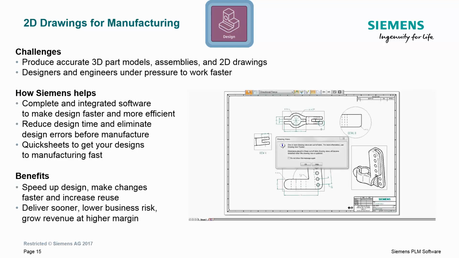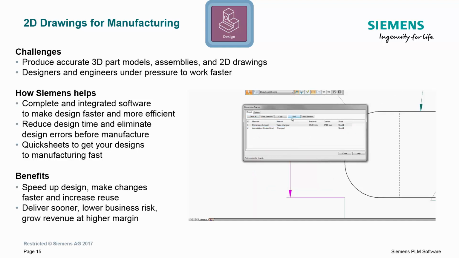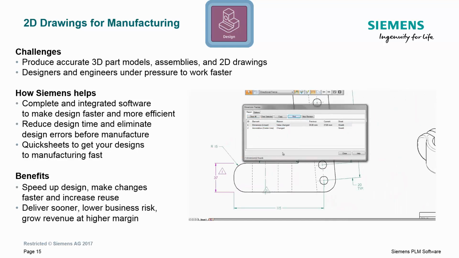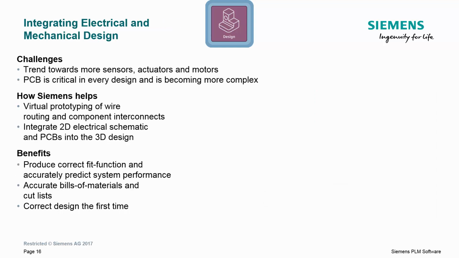Of course, ensuring that your drawings are up to date is critical. Since the drawings are generated from the 3D design, any changes made will be shown through Dimension Tracker, a powerful Solid Edge tool that tracks any changes made to the model and then shows the designer the updates in the drawings. Creating complete drawings quickly is just another way in which Solid Edge decreases time to market, lowers business risk, and helps to grow revenue at a higher margin. As technology continues to progress at a rapid pace, it's important for digital designs to keep up.